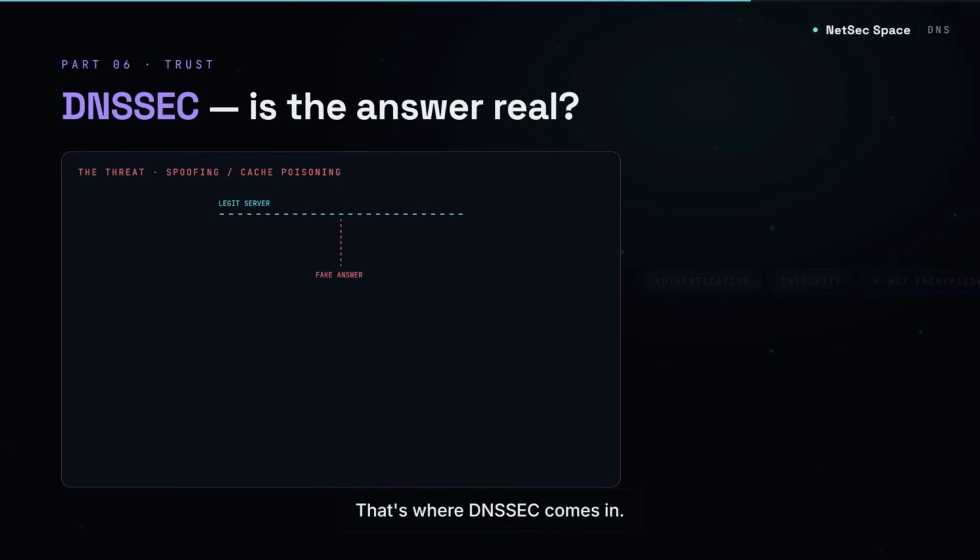It's important to note that DNSSEC doesn't encrypt DNS traffic. Its purpose is authentication and integrity, making sure the DNS response is genuine and hasn't been tampered with.